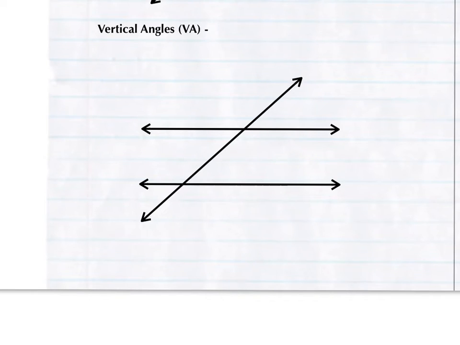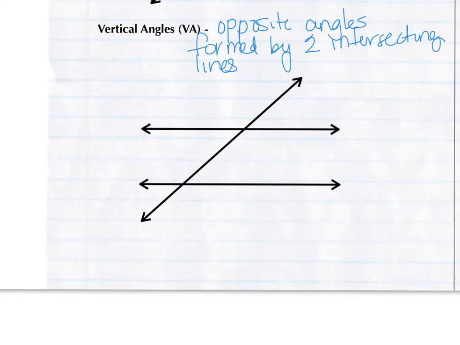The next special type of angle is vertical angles. Vertical angles are angles that are opposite angles, right? That means they're across from each other, and they're formed by two intersecting lines. So here we have these two lines that are intersecting. I'm talking about the actual transversal, we'll call that T here, and M. They're intersecting, so they're forming two vertical angles.